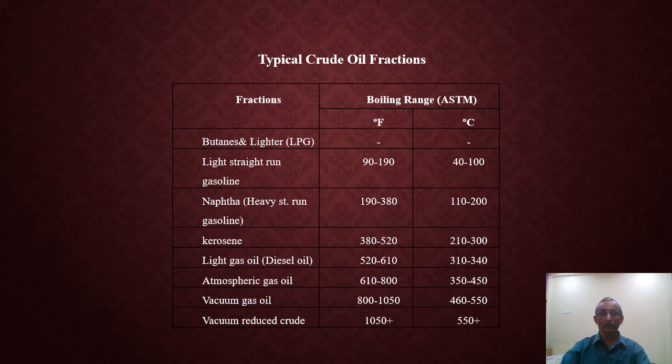Light gas oil, diesel oil, that is 310 to 340 degrees centigrade. Atmospheric gas oil 350 to 450 degrees centigrade. Vacuum gas oil 460 to 550 degrees centigrade. Vacuum reduced crude, whatever the bottom that is remaining, is called the vacuum reduced crude, 550 degrees centigrade or more than that, available at the bottom of the ADU.